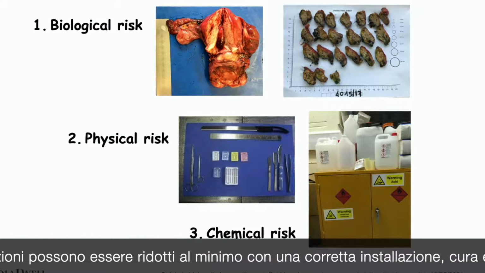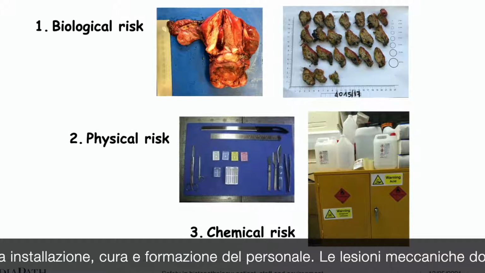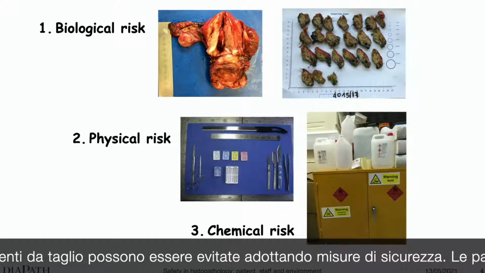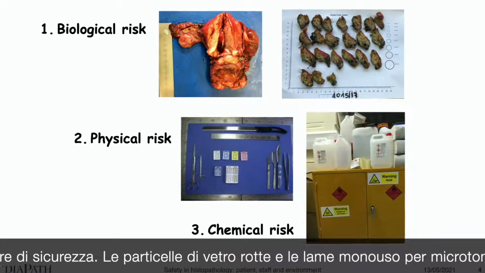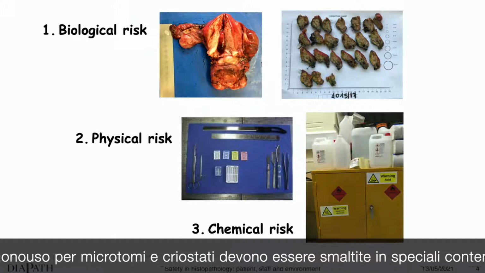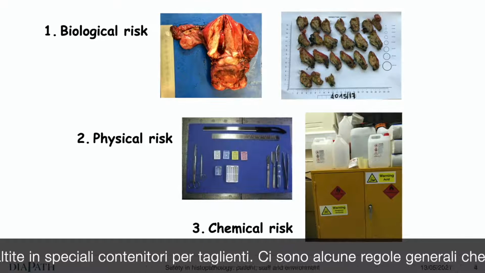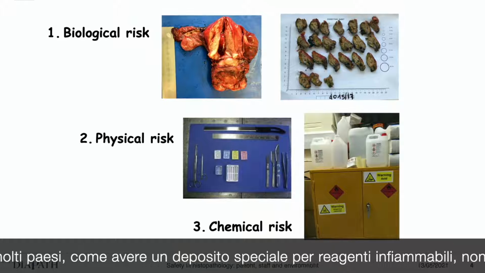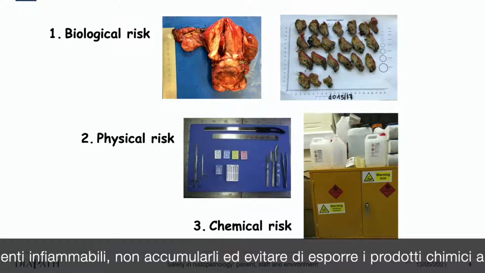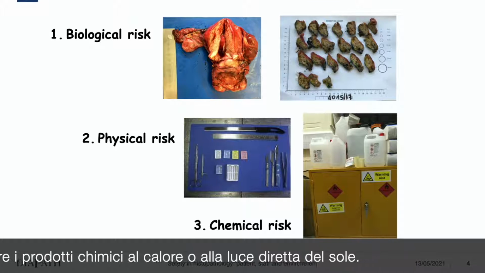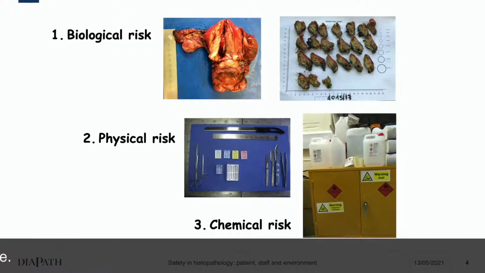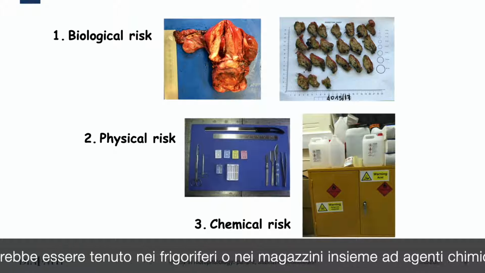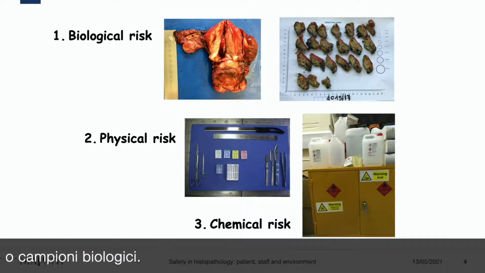Risks due to equipment can be minimized by proper installation, care and staff training. Mechanic injuries due to hot surfaces or cutting instruments can be avoided by adopting safety measures. Broken glass particles and disposable microtome blades should be disposed of in special sharp containers. There are some general rules that have become compulsory in many countries, like having a special storage for flammable reagents. It is important not to stockpile them and to avoid exposing chemicals to heat or direct sunlight. No food or beverages should be kept in refrigerators or storage together with chemical agents or biological samples.